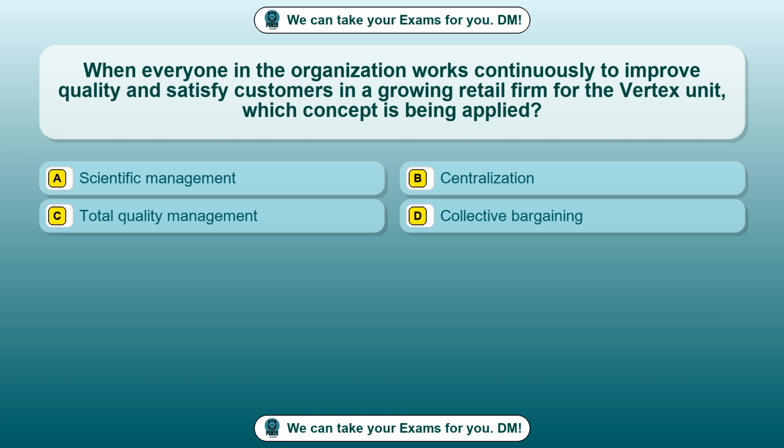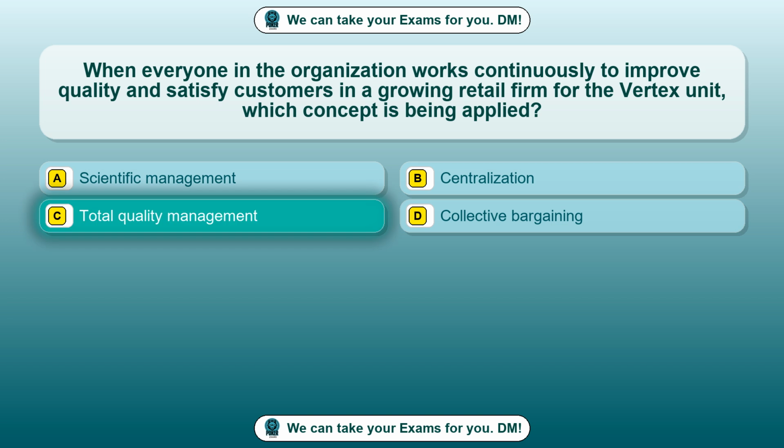Question 78. When everyone in the organization works continuously to improve quality and satisfy customers in a growing retail firm for the Vertex unit, which concept is being applied? Option A, scientific management. Option B, centralization. Option C, total quality management. Option D, collective bargaining. The correct answer is option C, total quality management.